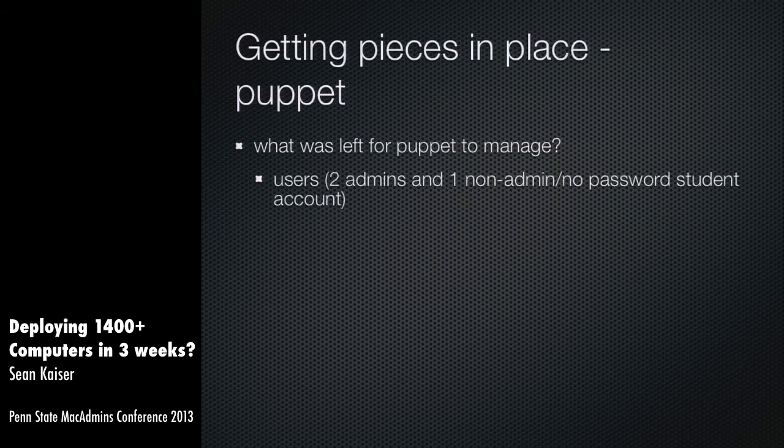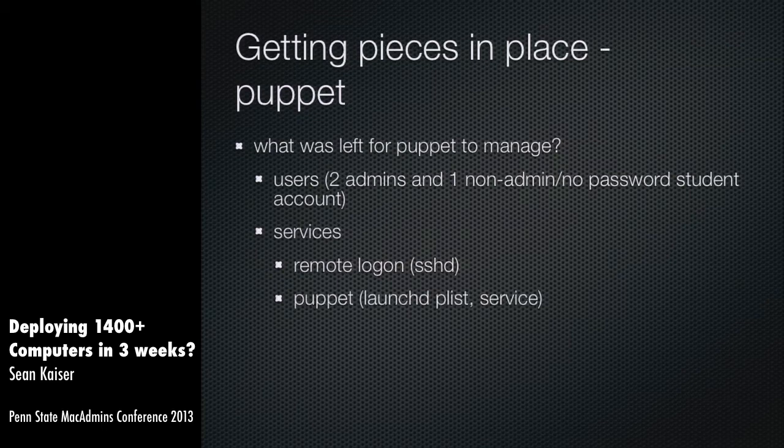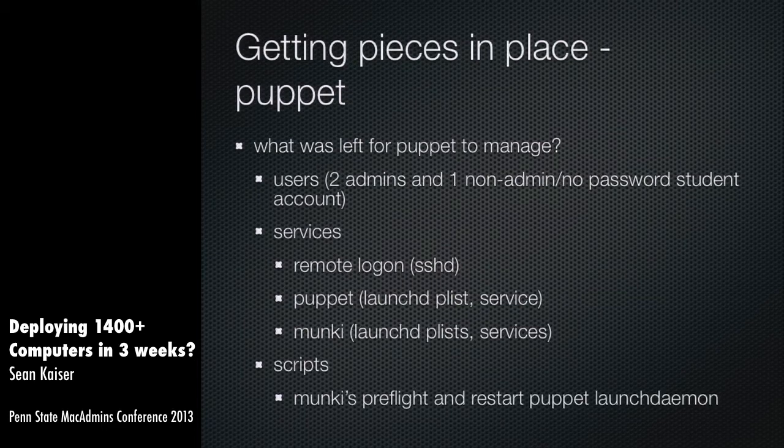So what was left for Puppet to manage? I've already talked about the users. We have 2 administrator accounts, one for our technology department and then one for the building support staff. And then we have a non-admin, no-password student account as well. That way if the servers are down, they can't log into their accounts, so they can just log into the project. Services, I make sure that remote login, which is SSHD, is running. I like to SSH into machines instead of taking control of the machines via remote desktop. Puppet, making sure the launch plist and the service plist is there and the service is installed. Same thing with Munki, and then the Munki preflight, and I also have a Puppet launch daemon restart script that stops and starts the launch daemon.